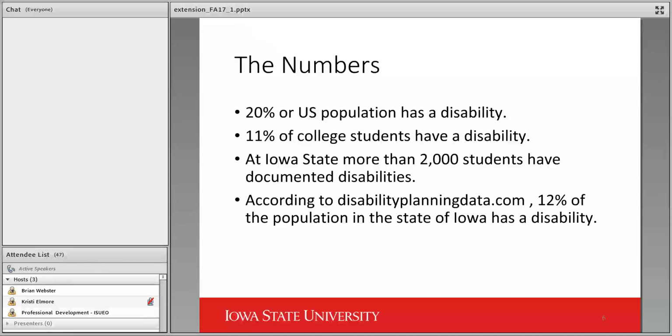We have more than 2,000 students that have documented disabilities. And as you see here in the slide, according to Disability Planning Data, which is an organization that offers statistics about disability, in Iowa, 12% of the population has a disability. Like I said again, this figure may be misleading, especially because disability is a fluid term.